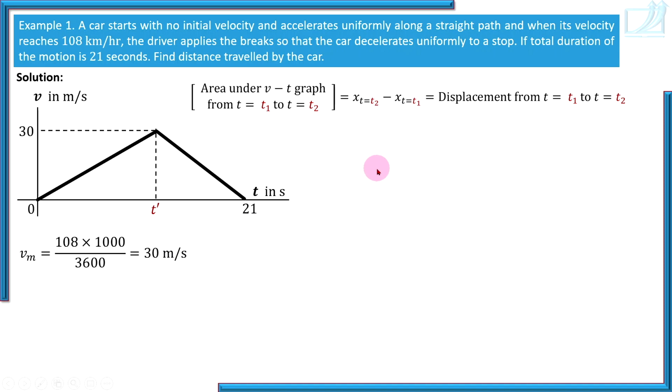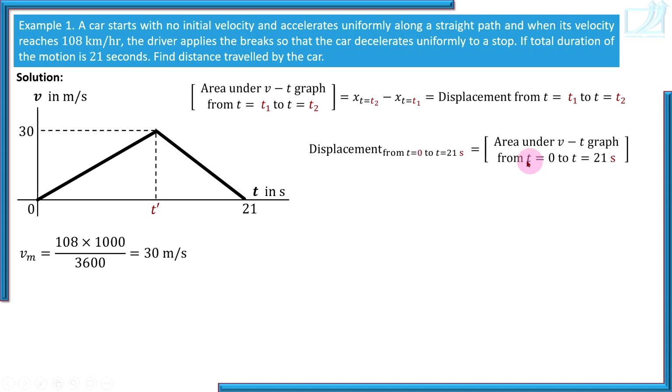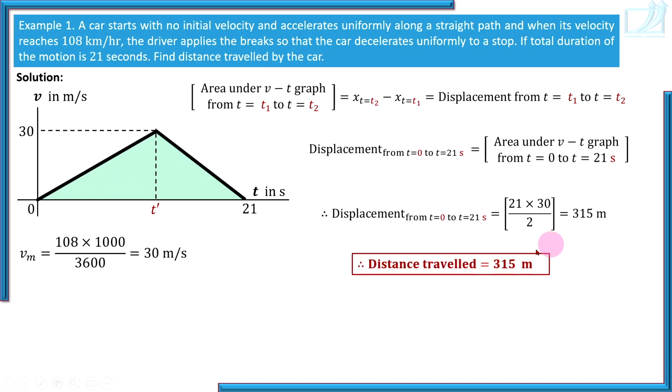So how to find that displacement? Displacement from t equal to 0 to t equal to 21 seconds is equal to the area under the VT graph from t equal to 0 to t equal to 21 seconds. So this is that area under the VT graph. It is a simple triangle, base into height by 2. So displacement is the area under the VT diagram. The base is 21, the height is 30, check here, divided by 2, and that is 315 meters. And we know that since the particle does not change its direction of motion, distance travelled is displacement.